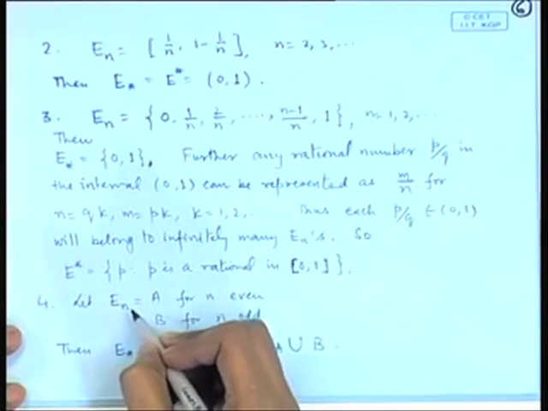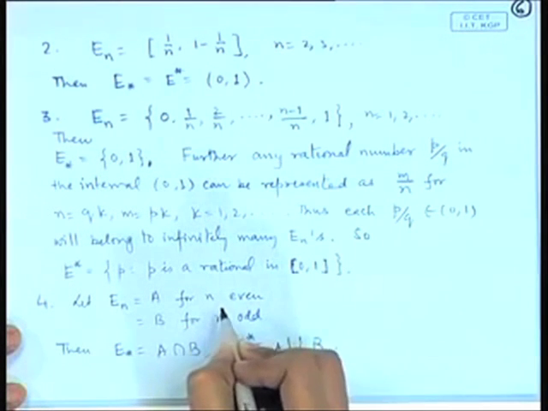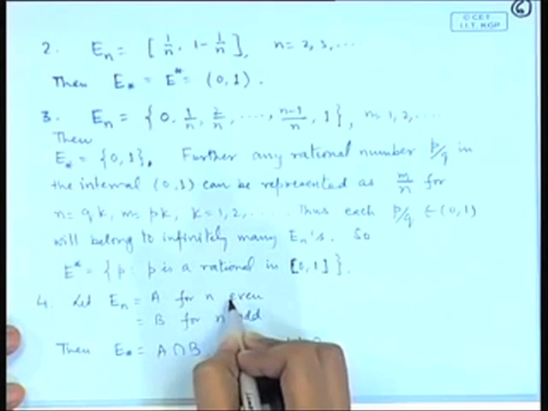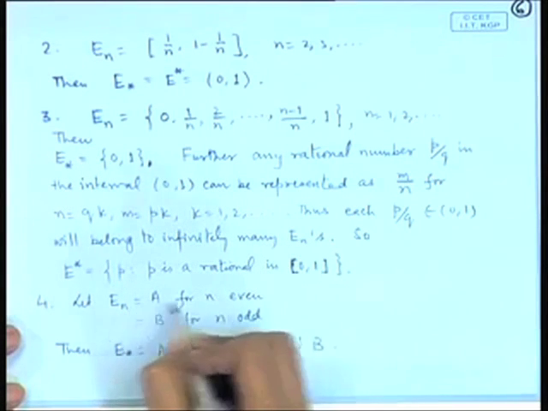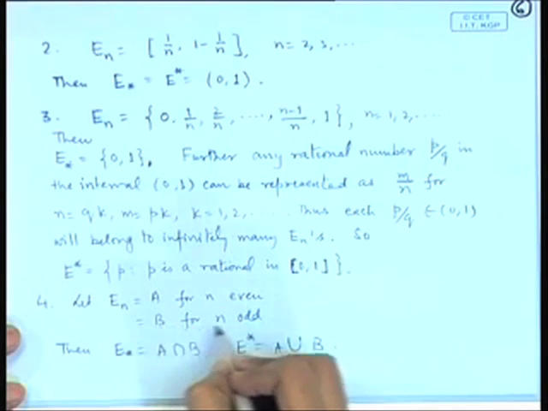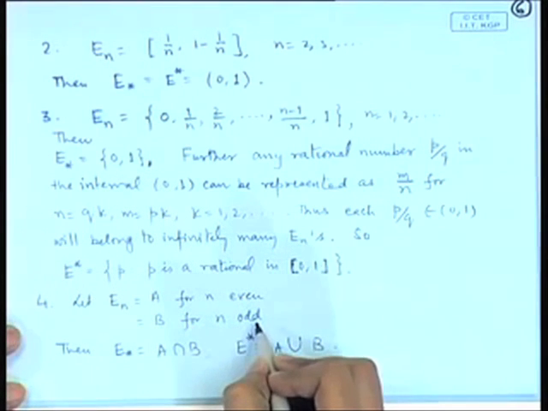Another example is where we consider the sequence as split into two parts, such that for even ordered sets En is one particular set, say A, and it is equal to B for n odd.